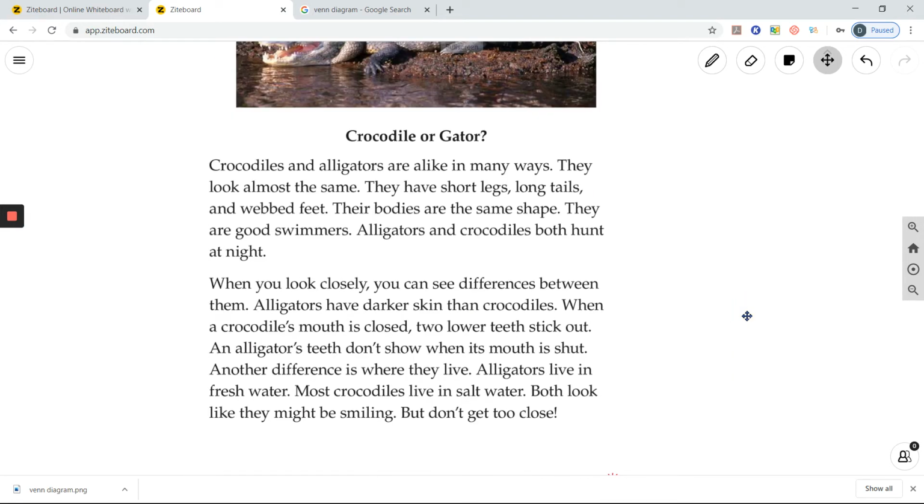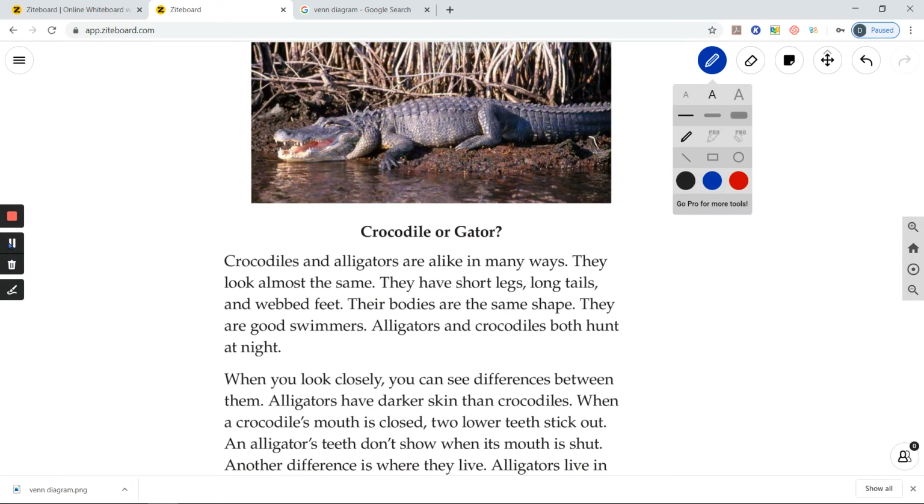When you look closely, you can see differences between them. Alligators have darker skin than crocodiles. When a crocodile's mouth is closed, two lower teeth stick out. An alligator's teeth don't show when its mouth is shut. Another difference is where they live. Alligators live in freshwater. Most crocodiles live in saltwater. Both look like they might be smiling, but don't get too close.